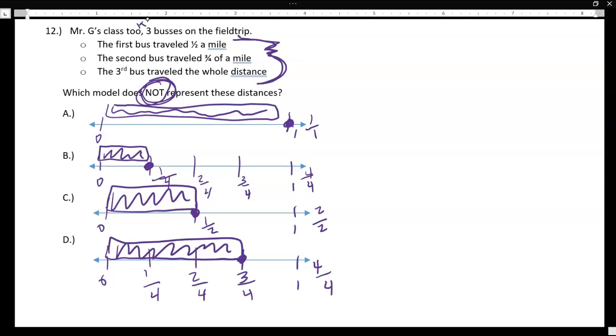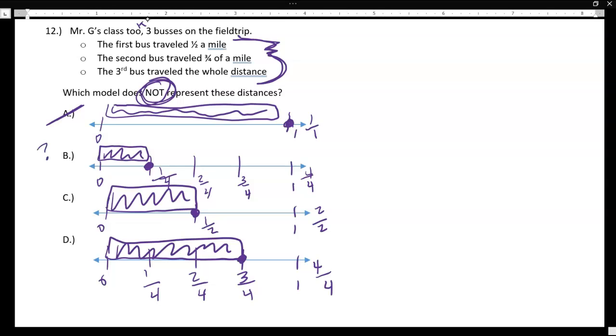Okay? So now all we have to do is match to see which ones we have and which ones we don't have. So look at A. 1 whole. Is A one that we have? Yes, but we're looking for one that does not represent. Right. So A would be out. B, how much is B? 1/4. Do we have 1/4 in our list? Maybe.